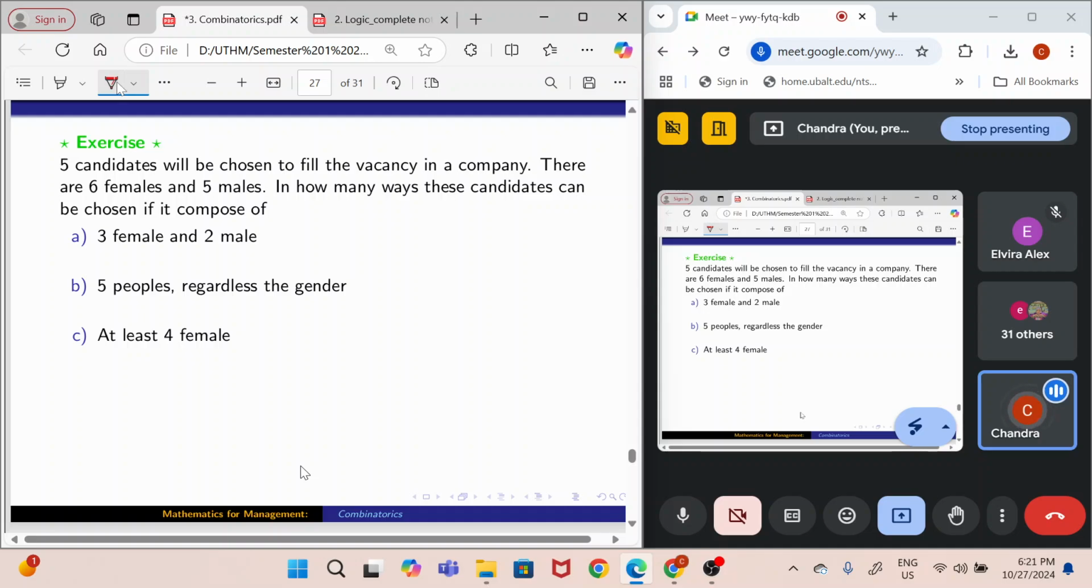5 candidates will be chosen to fill the vacancy in a company. There are 6 females and 5 males. In how many ways can these candidates be chosen if it is composed of 3 female and 2 male? Okay, so I want to choose 3 female out of 6 female, 6C3, and 2 male out of 5 male, 5C2. And if you do this, that would be 200.